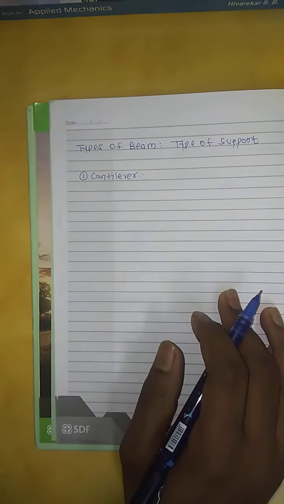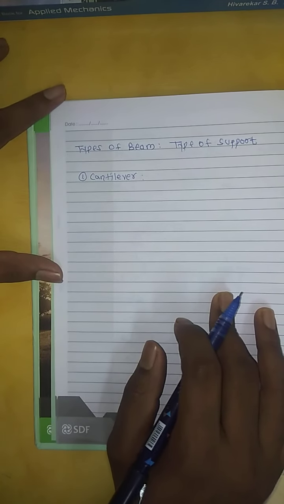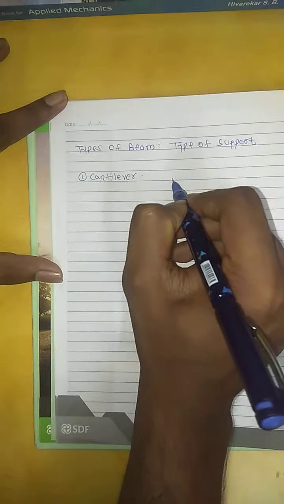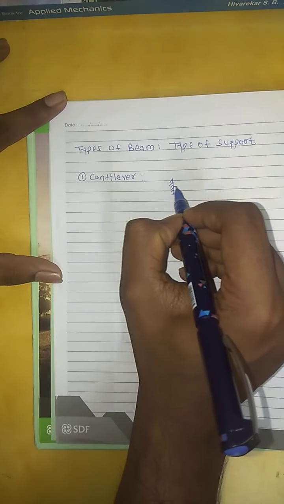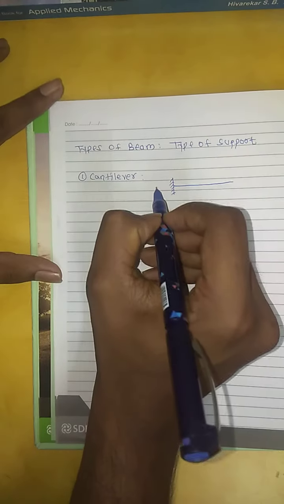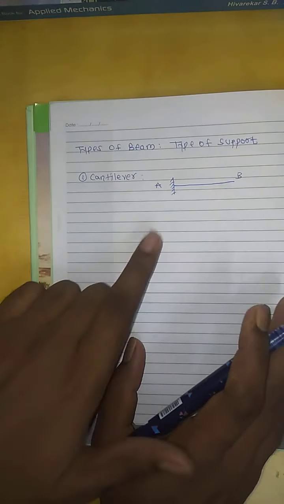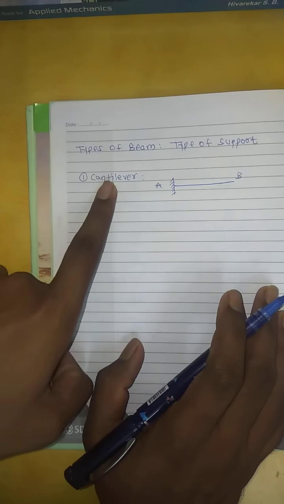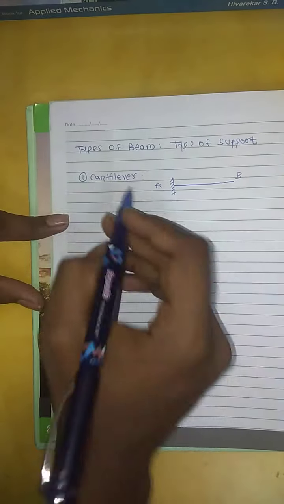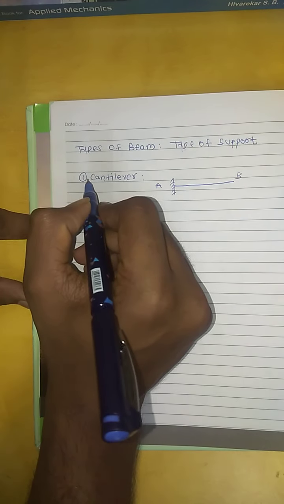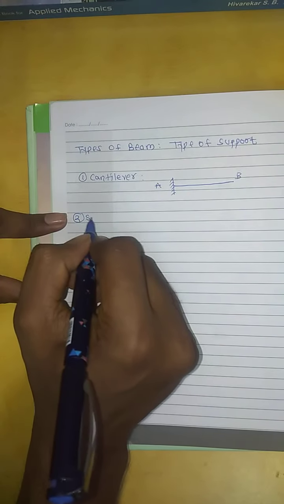I will not go into much detail, I will just show you. So cantilever means one end will be fixed and the other end will be free. Just remember this end condition. In a cantilever beam, one end is fixed, the other end is free. So this is called a cantilever type of beam. Second one is the simply supported beam.